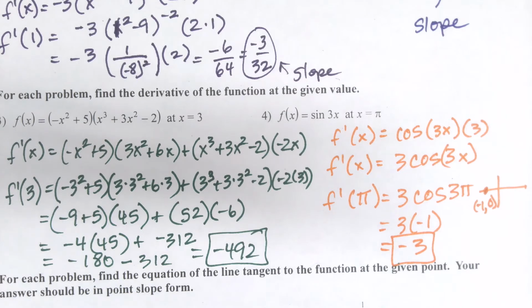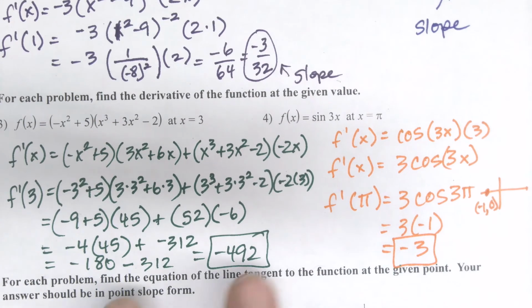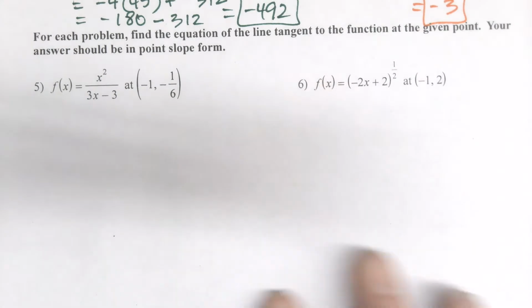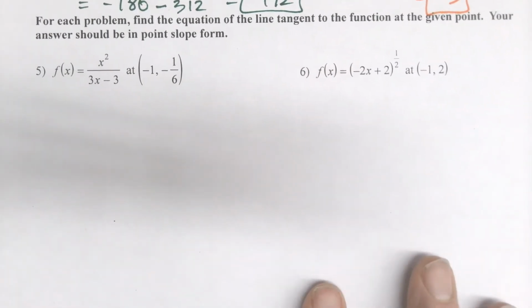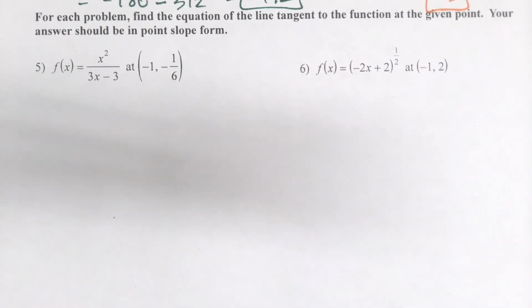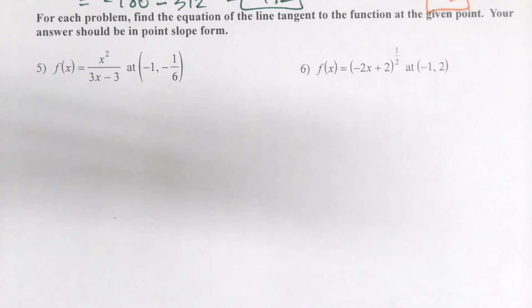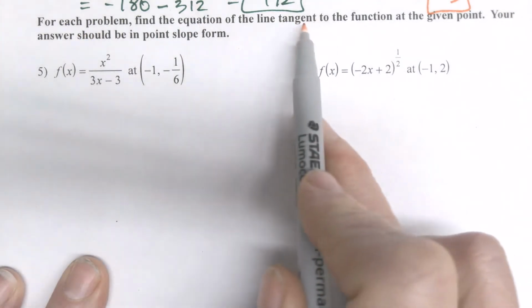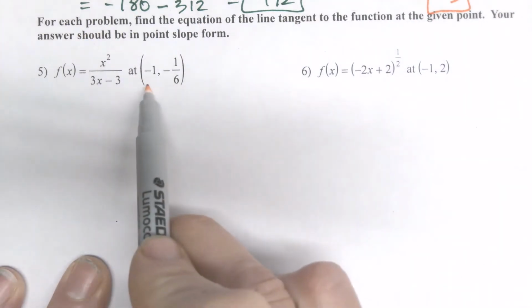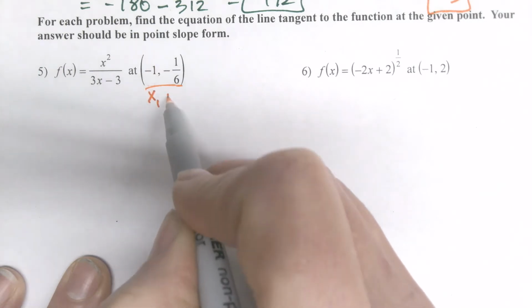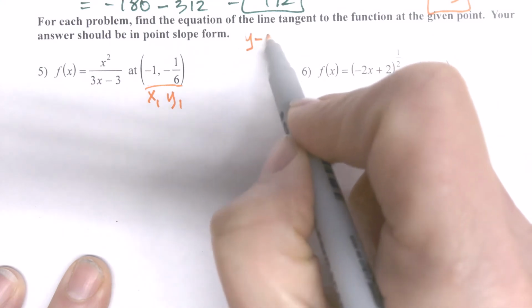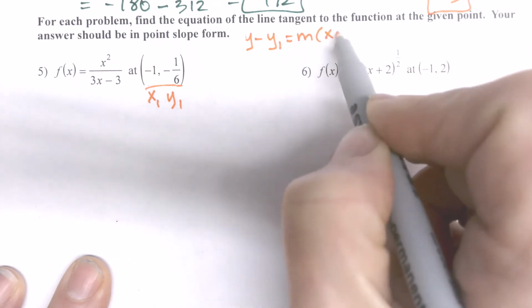We're going to step it up now, not just finding the slope. We're going to find the equation of the tangent line. And again, we're going to be applying the derivative rules that we've been using. So when I work through a problem like number 5, for each problem, find the equation of the line tangent to the function at the given point. So I have my point. Remember, that's my x1, y1. And my answer should be in point slope form. y minus y1 equals slope times x minus x1.